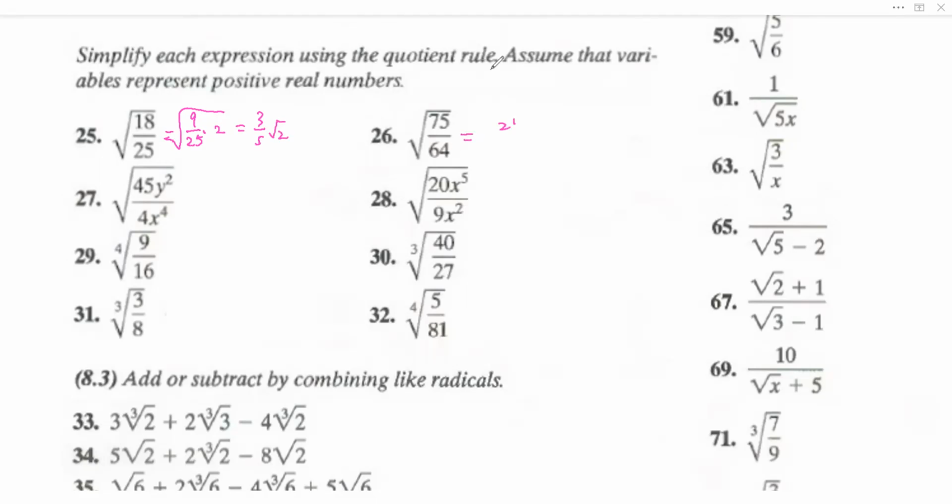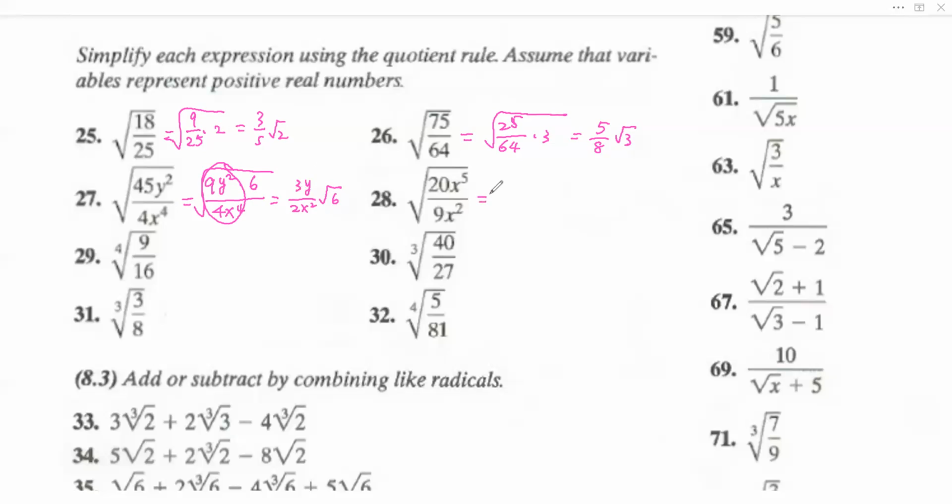Let's do this one. It's 25 over 64 times 3 under the root. So this part is 5 over 8 square root 3, right? But this part became 9y squared times 6, and here it became 4x to the power 4 under the square root. So you get 3y, and here it's 2x squared and root, because this part becomes a square, right?